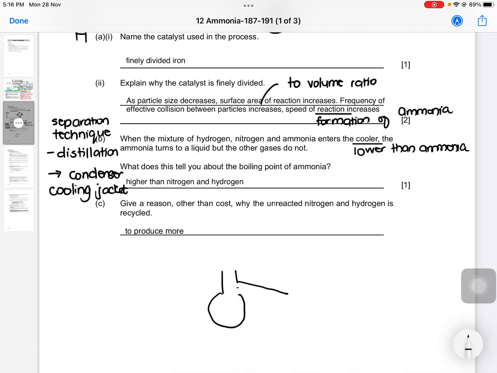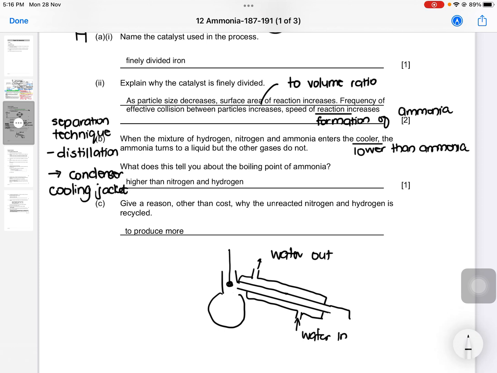This is where you have the condenser here. Down here you have water in and water out. Over here you place your thermometer. The thermometer measures the boiling point of the liquid. This is where you collect your distillate.